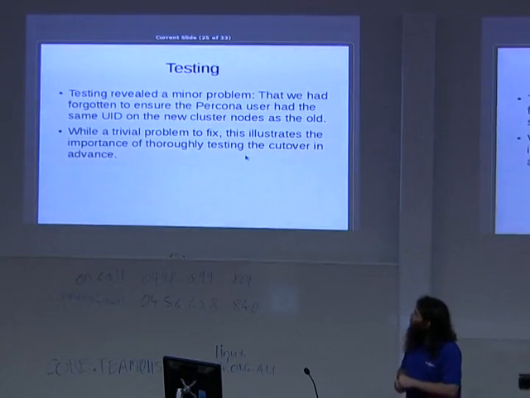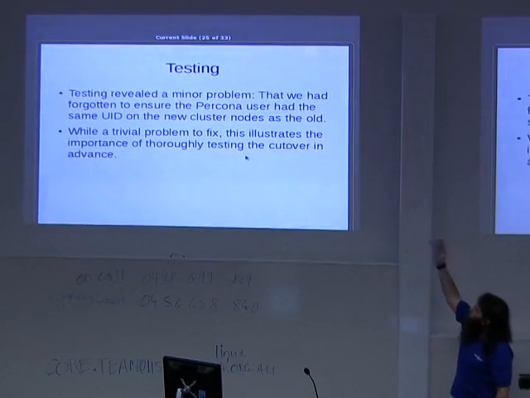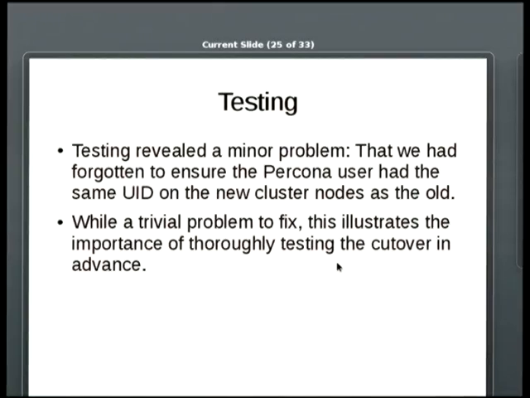We did come across a minor problem when testing: we hadn't given the Percona user the same UID on both nodes, so of course it didn't own its own files and couldn't start up. That's normally not worth mentioning, but I've given this its own slide because it illustrates the importance of testing before cutting over. If you did the cutover and just thought everything's going to be fine because I have a consistent data set, it would take the same length of time to track down and fix this problem, but you'd be doing it while Percona was down. So testing is quite important.